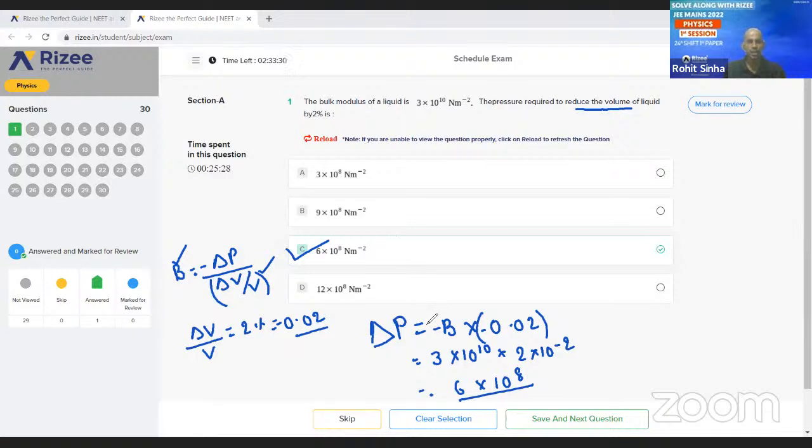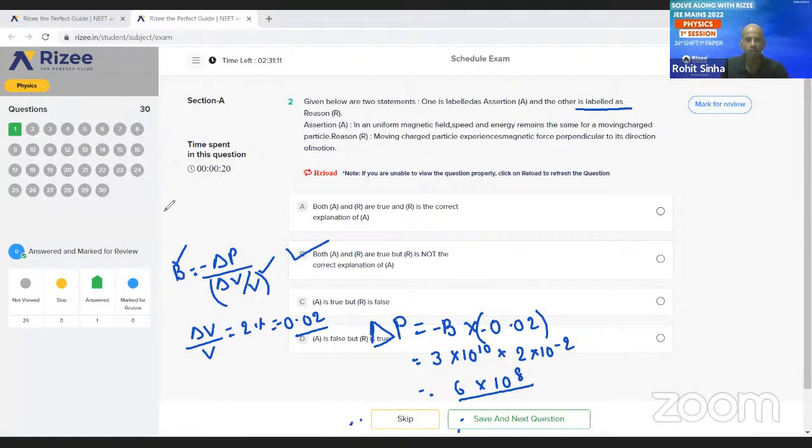Any issues, any problem to anyone? We can go through it once. Okay, you can take the screenshot. Now let's move to the second question. Please try the second question.